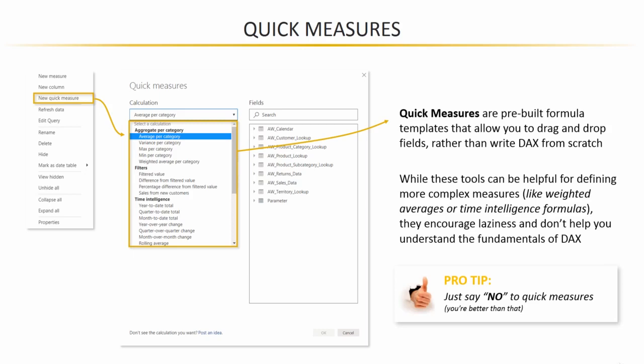So there's your summary for how to add columns or measures. Next up, we're going to compare implicit versus explicit measures and practice writing our first true measure in our AdventureWorks report.